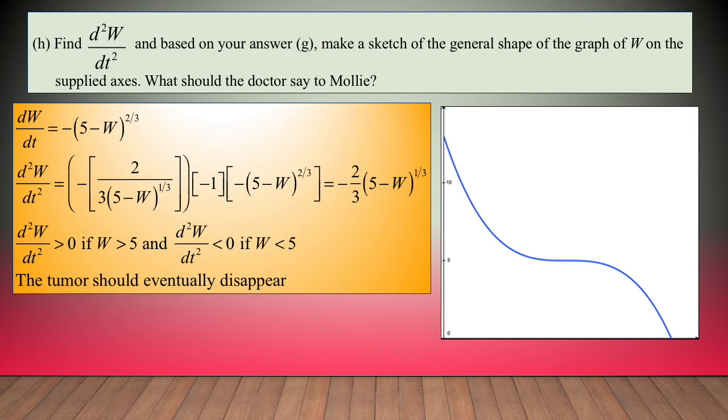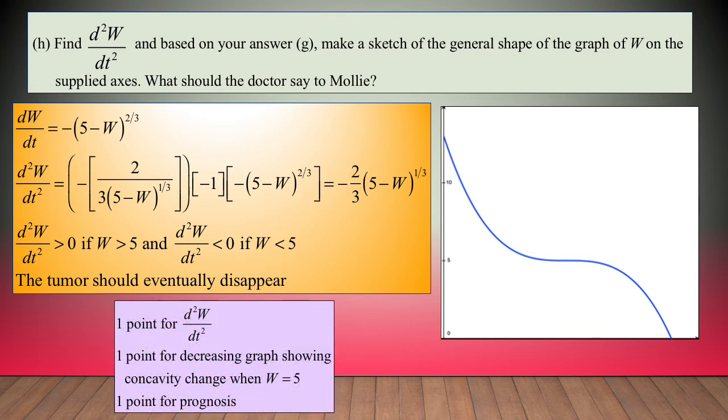This becomes negative 2/3 times 5 minus W to the 1/3 power times negative 1 times negative 5 minus W to the 2/3. Working with all the signs, we get negative 2/3 times 5 minus W to the 1/3 power. So the second derivative of W with respect to t is positive if W is greater than 5, and negative if W is less than 5, meaning that there is an inflection point when W is equal to 5. The curve is concave up and then switches to concave down, as we can see in the picture. And that means that the tumor should eventually disappear. We don't know how long this will take. We would need to solve the DEQ to determine that, but we can see its shape.